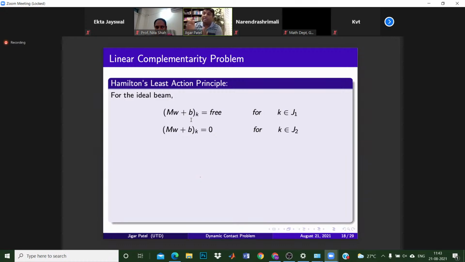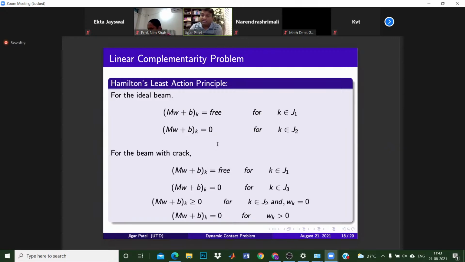So that means if the node is a part of the beam, not a part of those fixed nodes, then it will try to minimize this potential energy. So it will try to make this entry 0. The same thing is designed for the cracked beam, and this is how that problem looks. Pretty similar, but slightly more interesting.